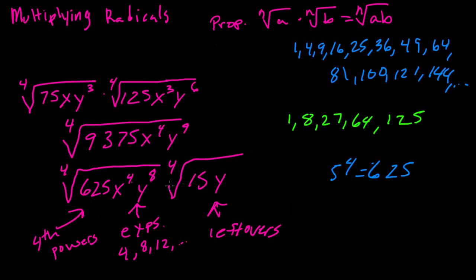Now we can take the 4th root. So this is going to come out to the 4th root of 625 is 5. And divide the exponents by 4. So 4 divided by 4 is 1. 8 divided by 4 is 2. And we would have the 4th root of 15y. All right, that's it for this video.